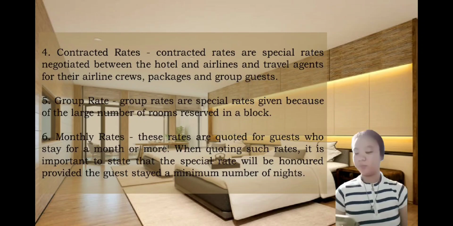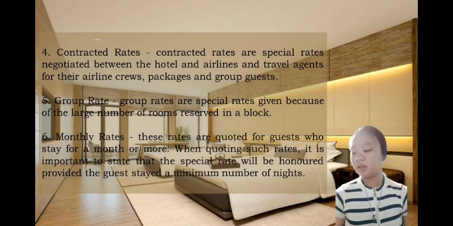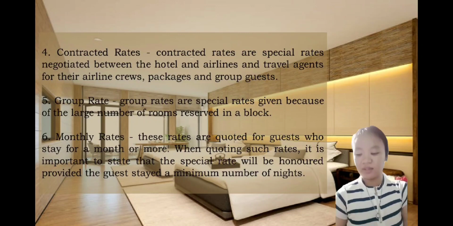Fifth, group rates. Group rates are special rates given because of the large number of room nights in the plan. Sixth, monthly rates. These rates are quoted for guests who stay for a month or more. When quoting such rates, it is important to state that the special rate will be honored provided the guest stays a minimum number of nights. Some hotels prefer monthly rates as long-term rates.